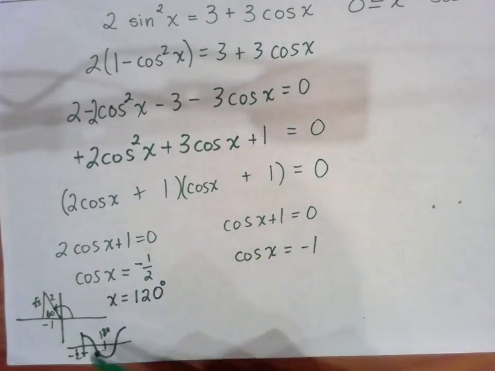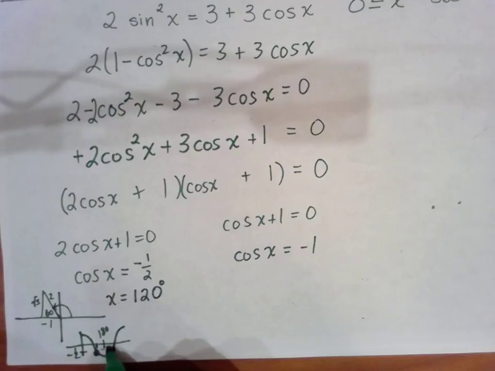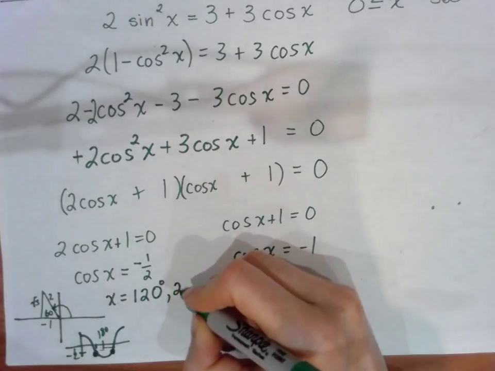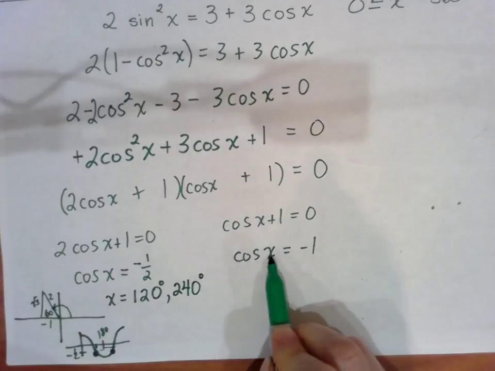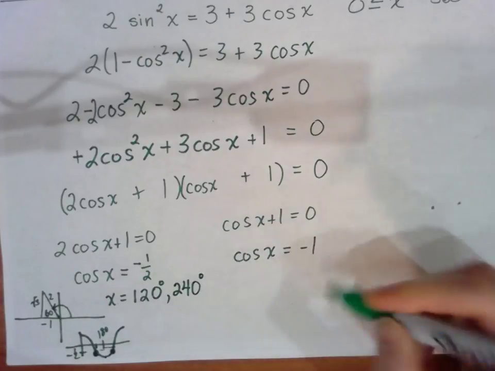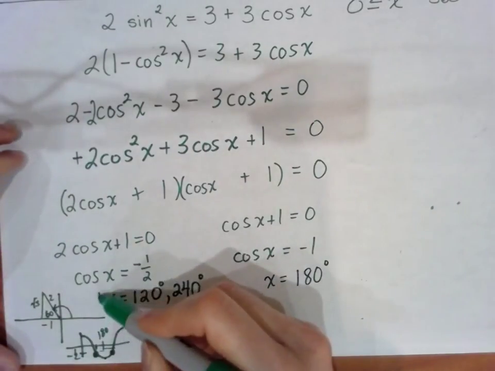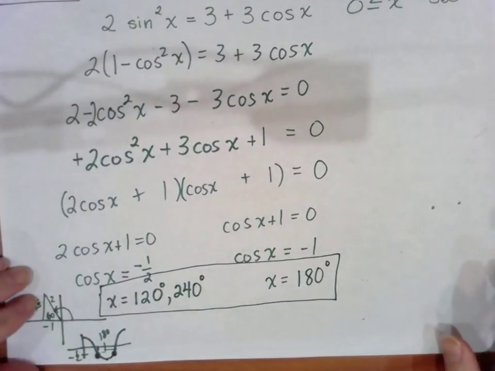Okay, so 180 is right in the middle of our cosine. So here's negative 1/2. Here's our 120 degrees. That's 60 degrees back. So the other one over here that's also negative 1/2 would be 60 degrees on the other side of 180. So that would be at 240. And then if we think about where the cosine of x is negative 1, that's down here at 180 degrees. So those are our three solutions for this problem.